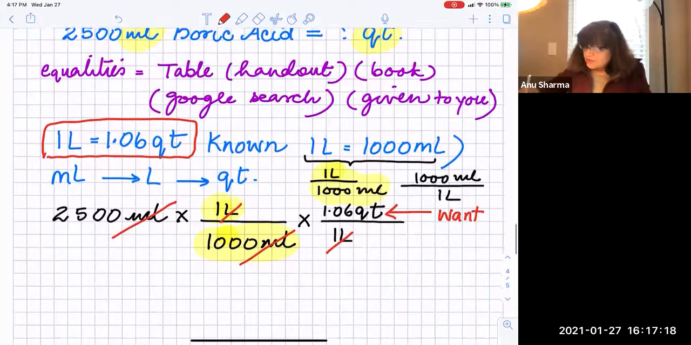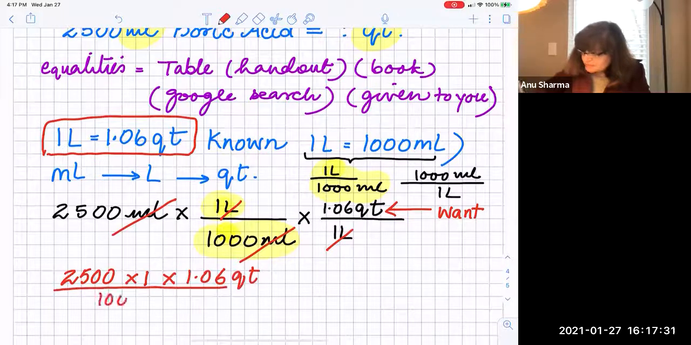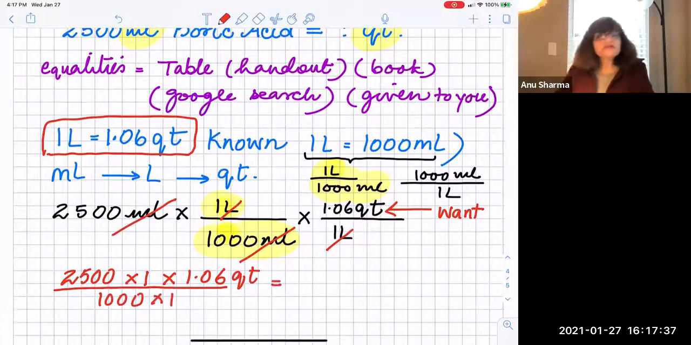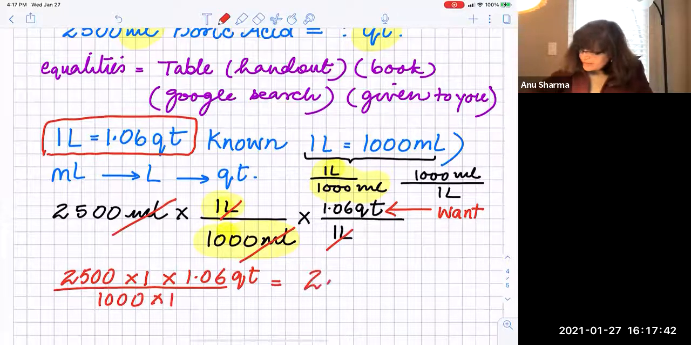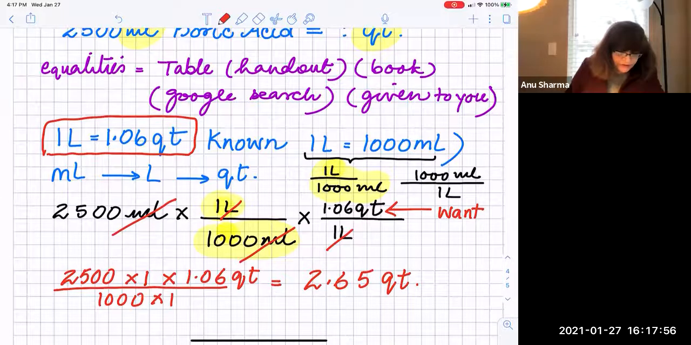Now you are going to take 2500 times 1 times 1.06 quarts over 1000 times 1, and what do you get here? 2.65 quarts, I believe. 2.65 quarts, so that's the answer. This is the way you will do it.